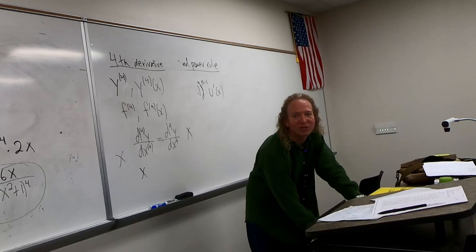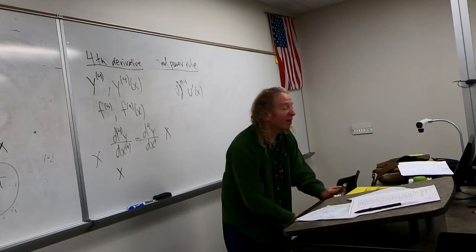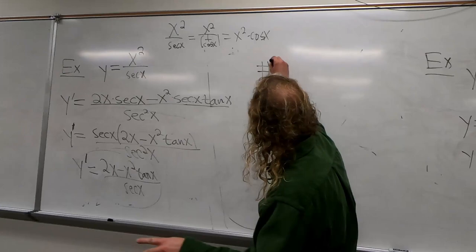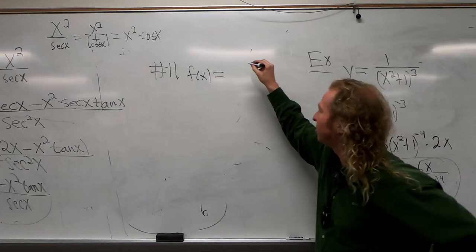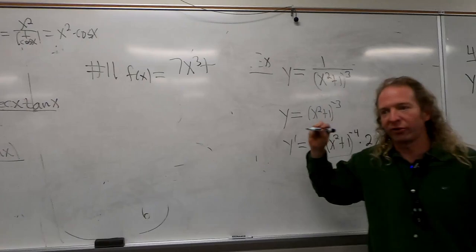Let's do number 11. Number 11 from the homework. 11 is different. So 11 is related to this one. So 11 is f of x equals, this is also a really good test question. It's usually you have this strategy show up on your test. 7x cubed plus 3x squared over x.